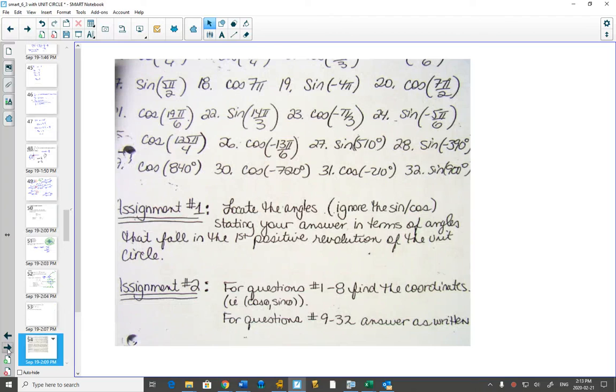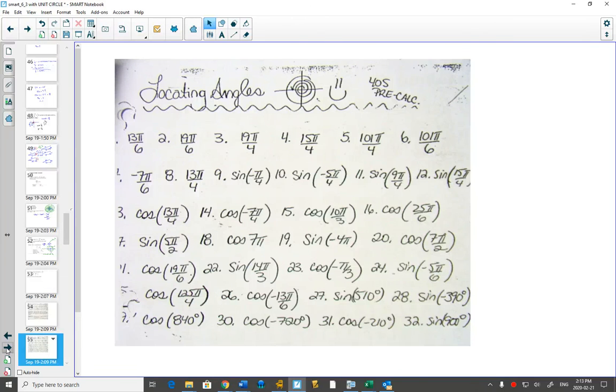Assignment, it has two assignments. Assignment number one says, whenever it says sine and cos, ignore it. And all they want you to do is find out what quadrant it's in and what angle it's coterminal with the first time around. So in other words, if we look at question one, 13 pi over 6. If we think of 13 pi over 6 as a mixed fraction, it's 2 and 1 sixth pi.